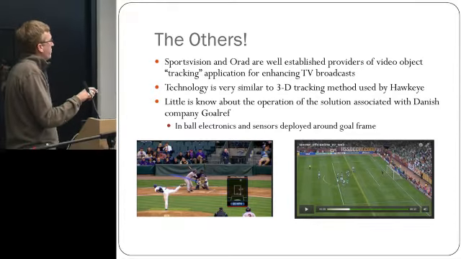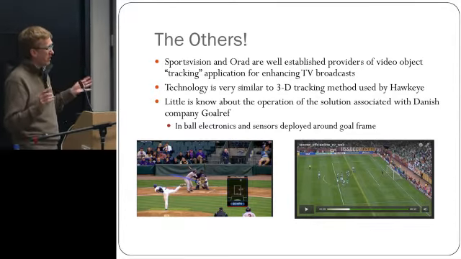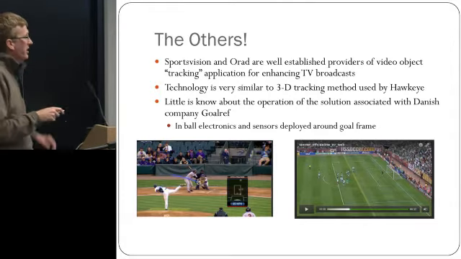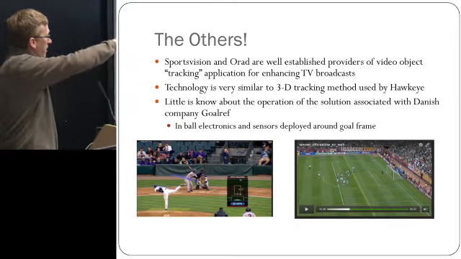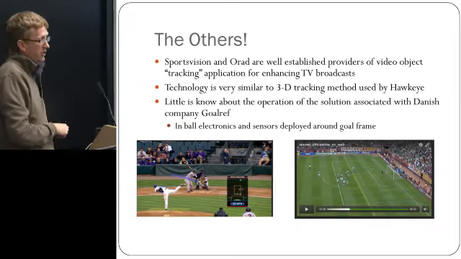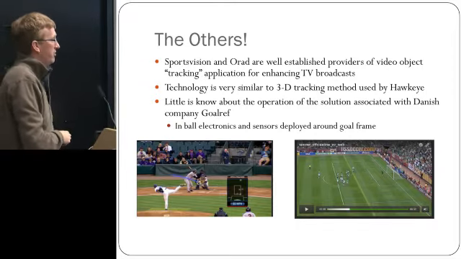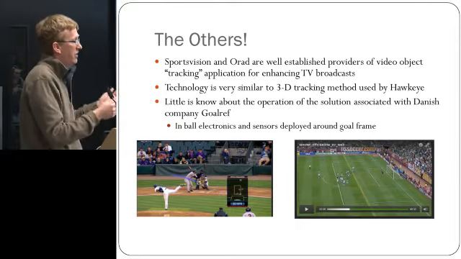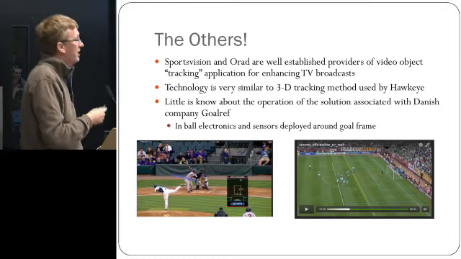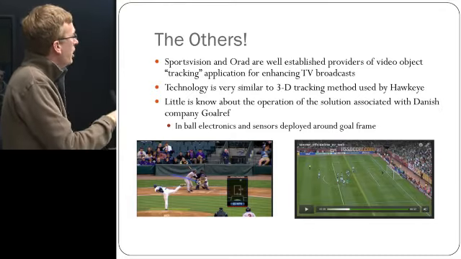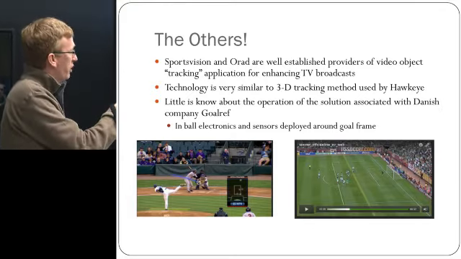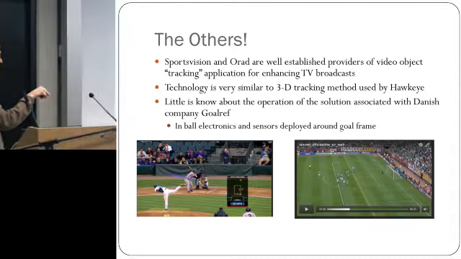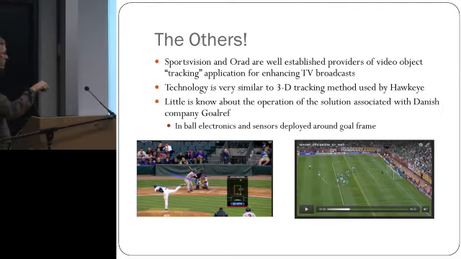The others are interesting. Two of them, Sportvision and Orad, are broadcast enhancement companies, US companies. These are the guys that draw the yellow offside line on the TV and all the other fancy graphics that Sky Sports and their American equivalents do. Everything you can imagine you've ever seen in terms of artificially enhanced graphics for sporting events, these guys are involved in it. One of their most interesting ones is what they call PITCHf/x, used in baseball, where they can track the trajectory of the baseball as it's moving through the images.